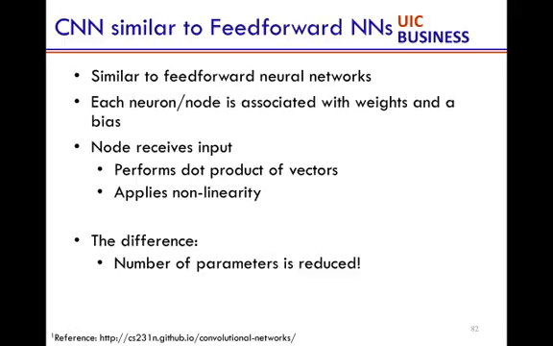CNNs are not very complicated objects. They are actually very similar to feedforward neural networks. In fact, it's pretty much the same in terms of what computation is done. It's just the way the edges are arranged that slightly modifies things, right? Each neuron or node is associated with weights and a bias.